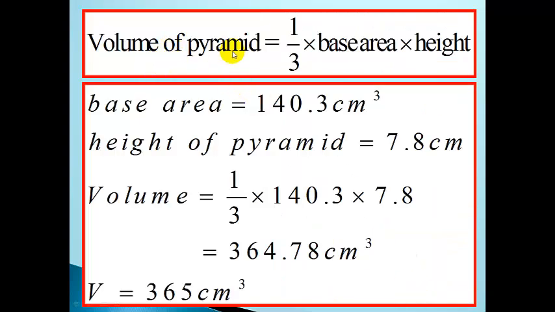So the volume of the pyramid will now be 1/3 times the base area times the height. Now we've calculated the base area and we had 140.3 centimeters squared. Take note that the height of the pyramid itself has already been calculated and we had 7.8 centimeters. So the volume will be 1/3 times the base area, that is 140.3, times the height of the pyramid, that is 7.8. And we have 364.78 centimeters cubed. So to the nearest centimeter, V equals 365 centimeters cubed.